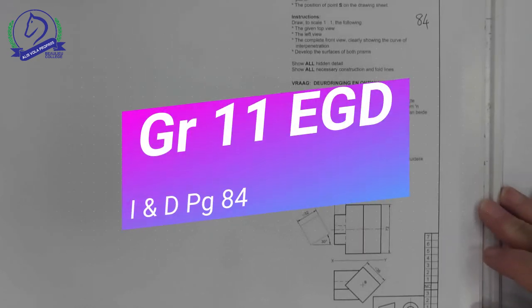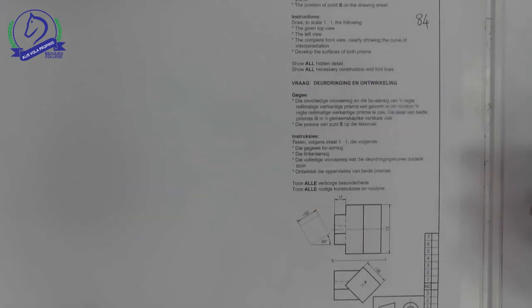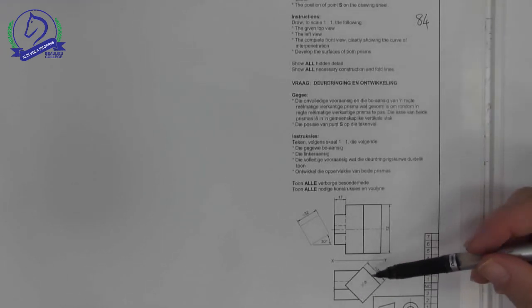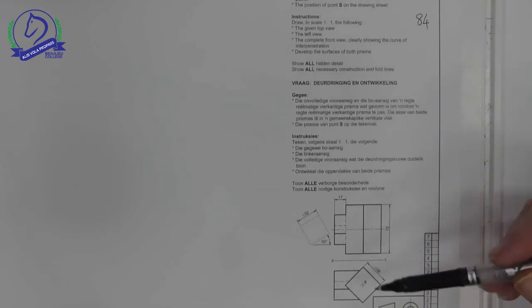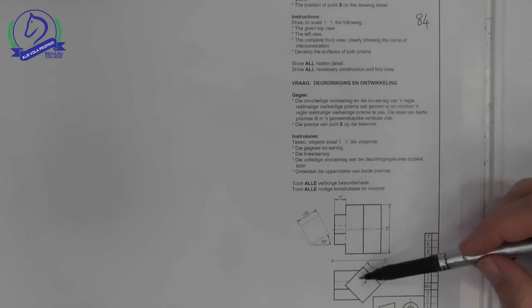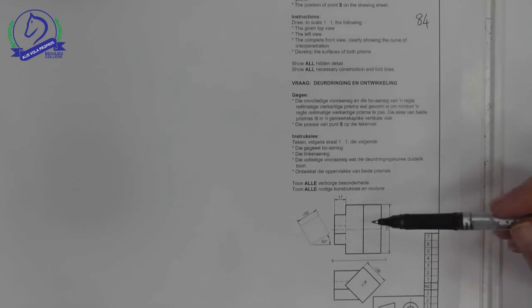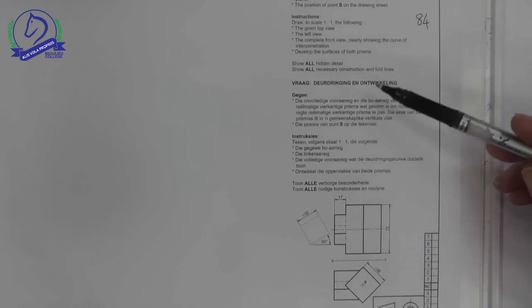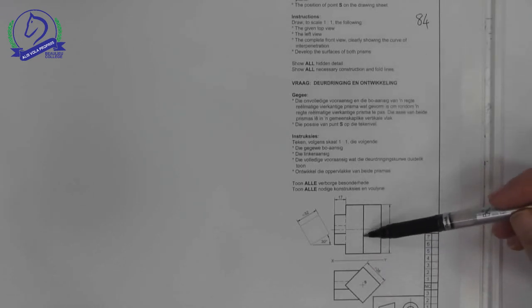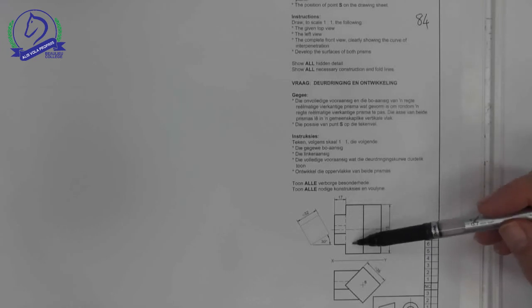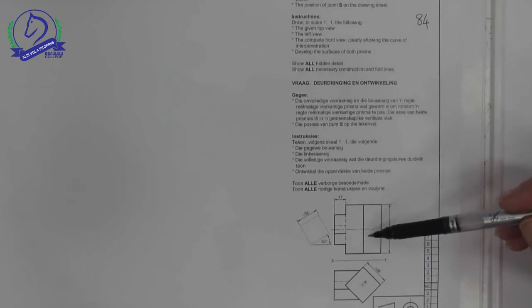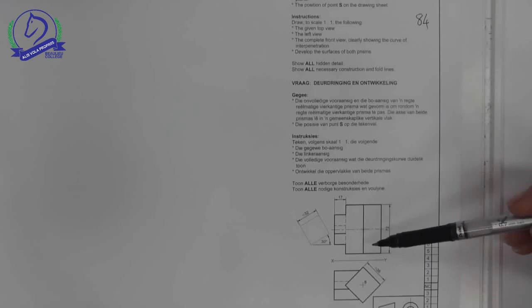Hello grade 11s. Today I'm looking at drawing on page 84 of your workbooks, still drawings showing the curve of interpenetration and development. They've given you a square main pipe with a square branch pipe, a complete top view, an incomplete front view, and they want you to do the top view, complete the front view showing the curve of interpenetration, and they then want you to develop both of the pipes.